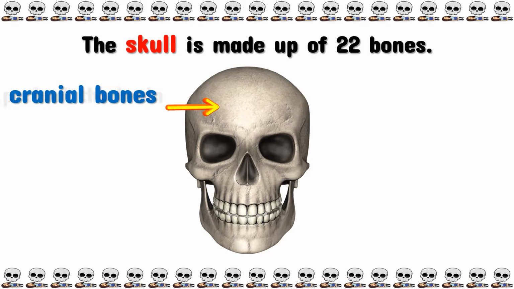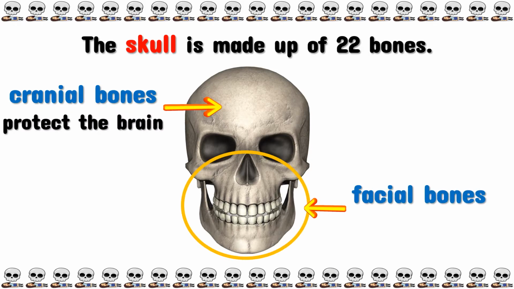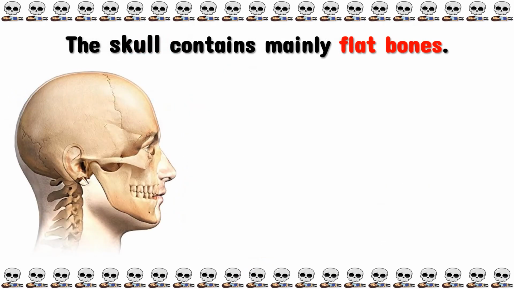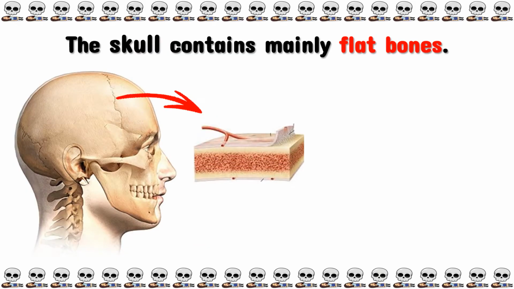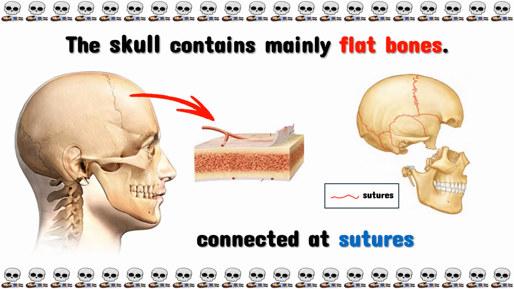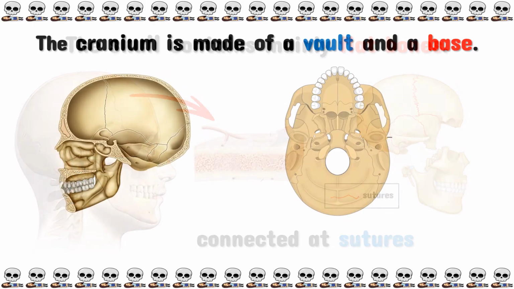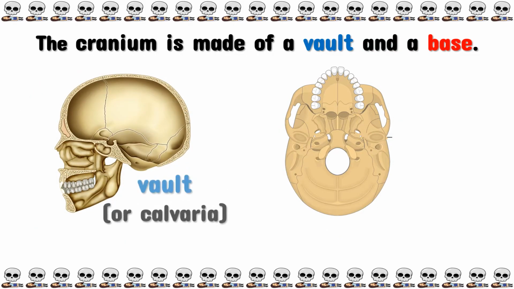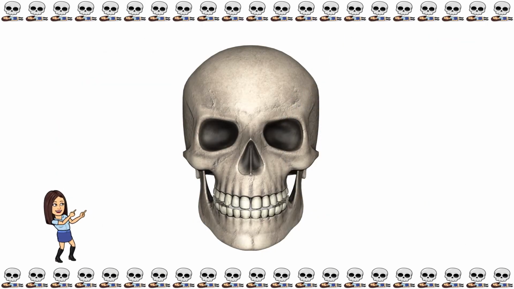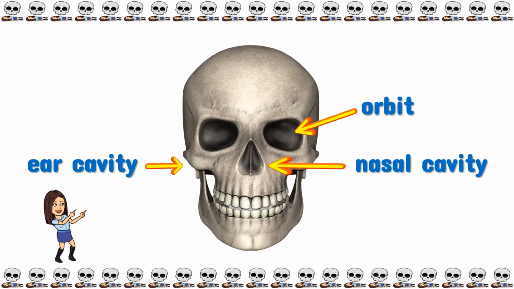The cranial bones are the ones that protect the brain, and facial bones are the ones that give structure to the face. Most bones in the skull are flat bones, and in the cranium, these are connected at serrated lines called sutures. The cranium is made of a vault or calvaria and a base. It is also comprised of the ear cavity, nasal cavity, and orbit, which house the eye.